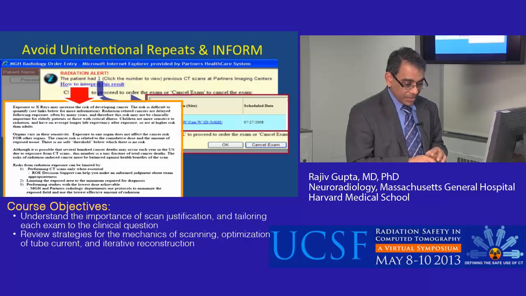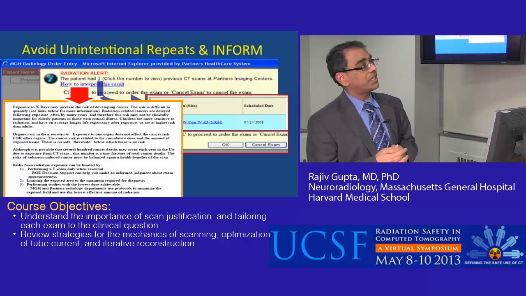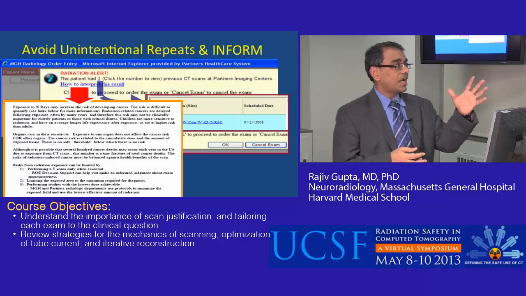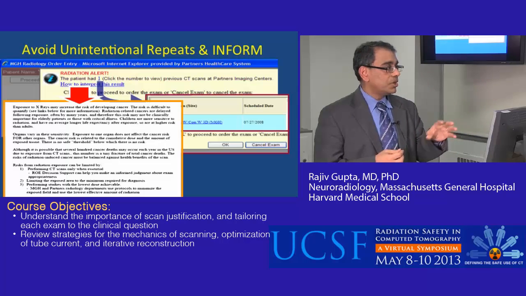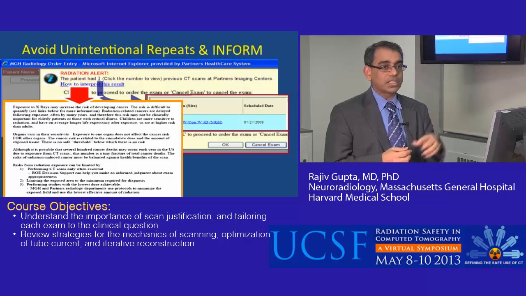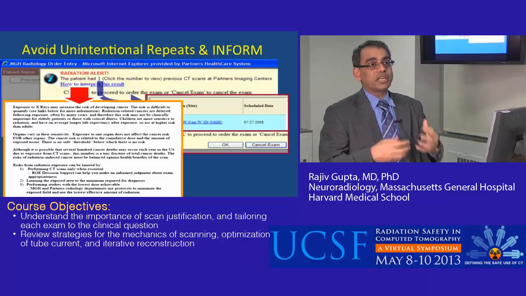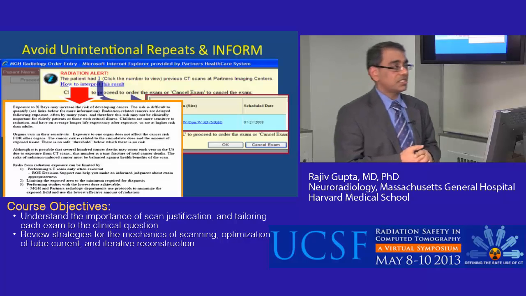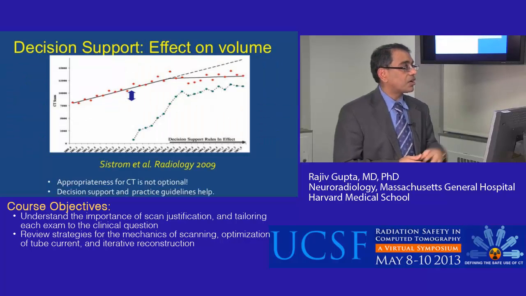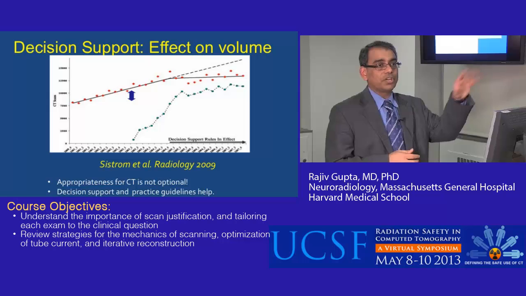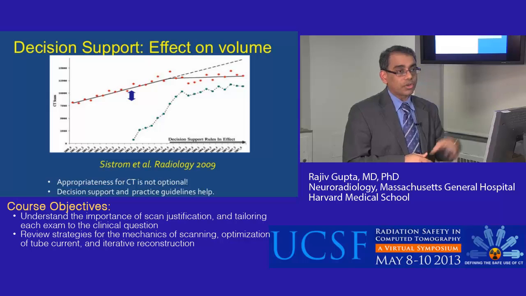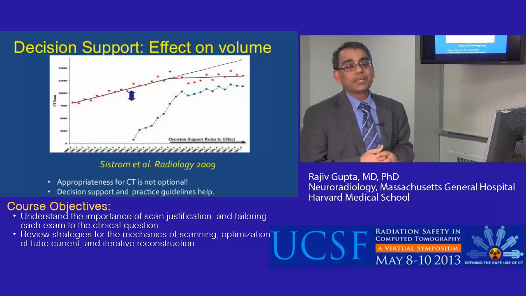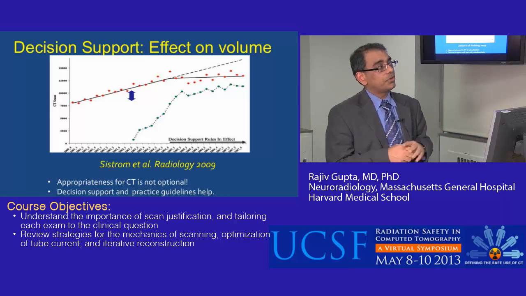Another thing that the system helps you with is to avoid unintentional repeat scans. So, every time you order a scan, the system will tell you that a CTA of the head was performed on this particular date, and so if you are ordering a repeat scan, you are better off consulting that the previous scan exists. And you can click on how to interpret this result, and it will give you a detailed summary of what all these things mean. And it turns out that such help is very useful.